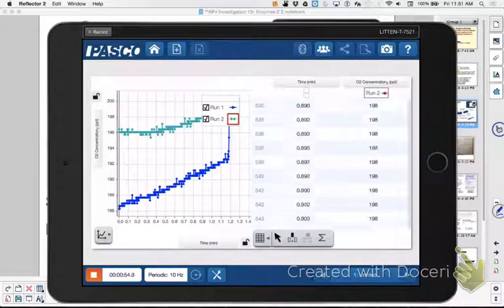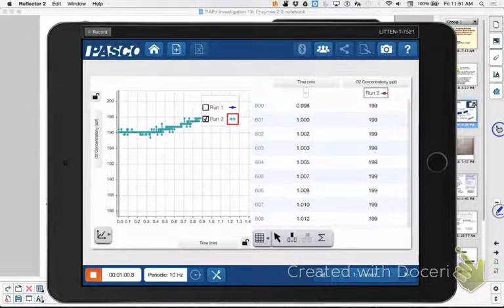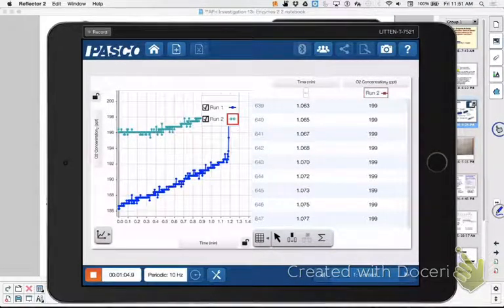Now, you can say, I have to touch in here. I can go, okay, I'm going to take run 1 out and just look at run 2. Or I can click it back on now. I'm looking at both runs at the same time. Now, I'm going to just stop it.